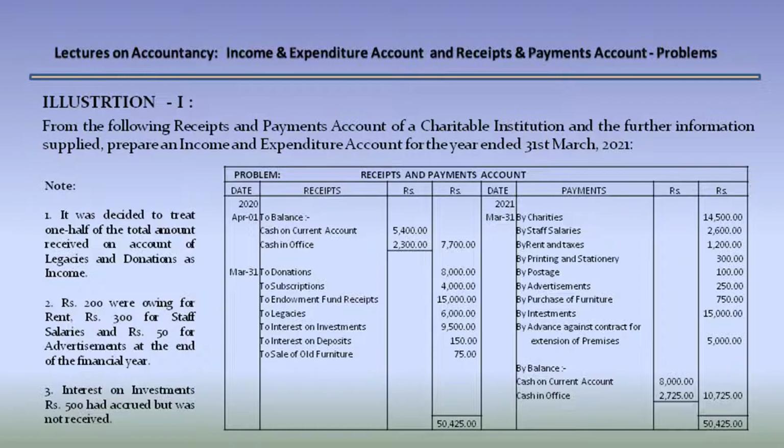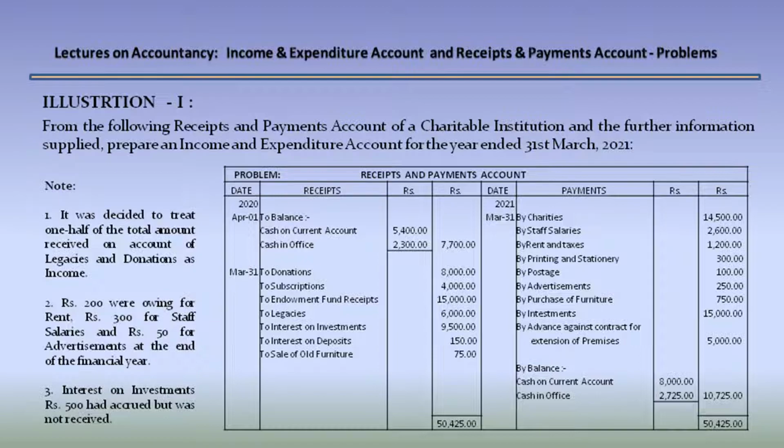On the left side, here are the adjustments. It was decided to treat one half of the total amount received on account of legacies and donations as income. Rupees 200 were owing for rent, rupees 300 for staff salaries, and rupees 50 for advertisements at the end of the financial year. Interest on investments, rupees 500, had accrued but was not received.